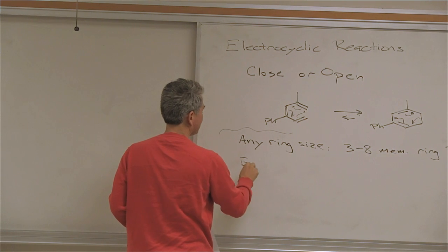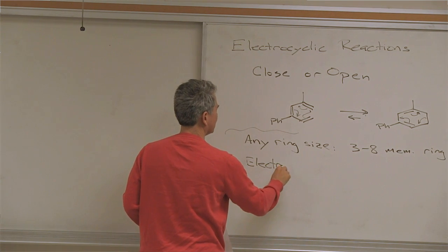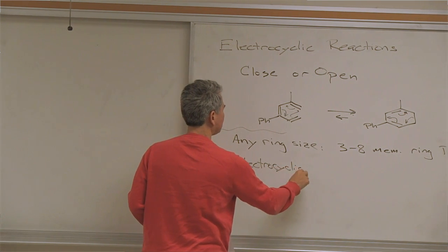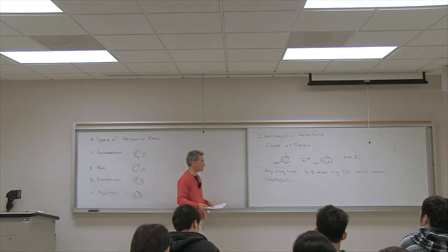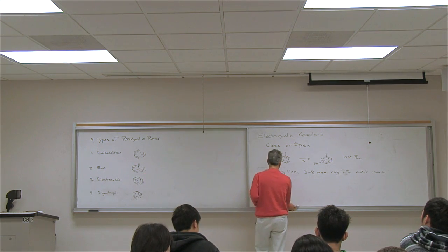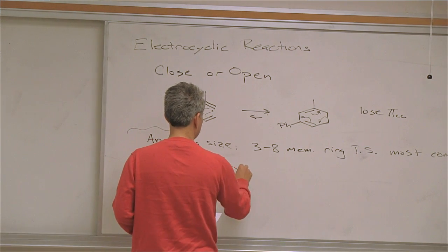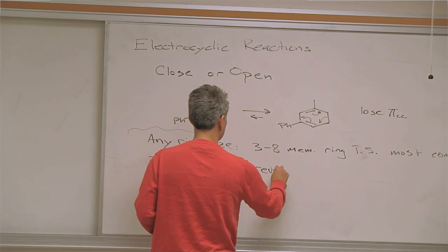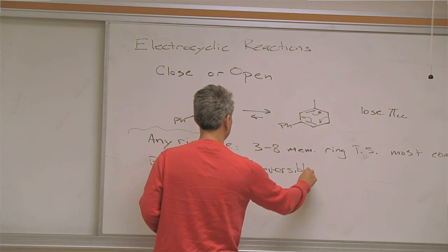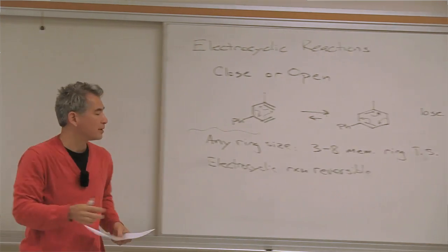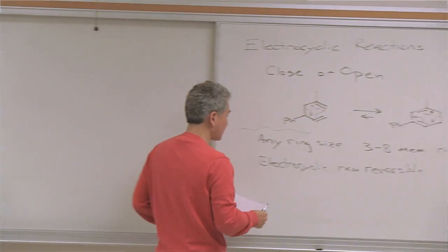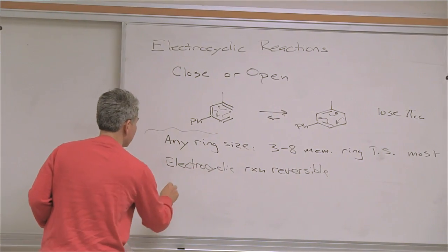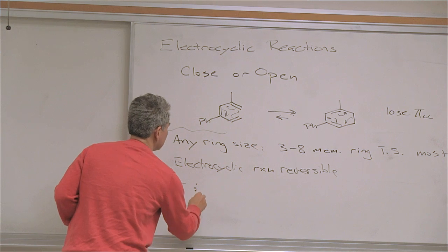All electrocyclic reactions, like all pericyclic reactions, are reversible. Not just hypothetically reversible, but you'll often find that they're opening and closing under the conditions of the reaction. And so that's why it's an issue that we need to address, what's favored, closing or opening. Okay, so 5 and 6-membered rings generally favor closure.